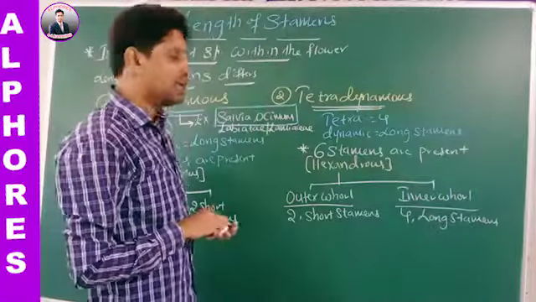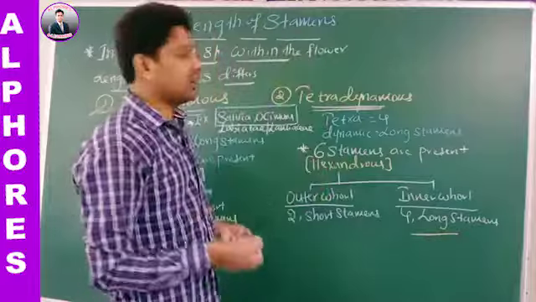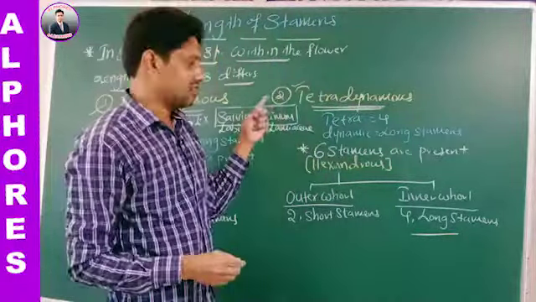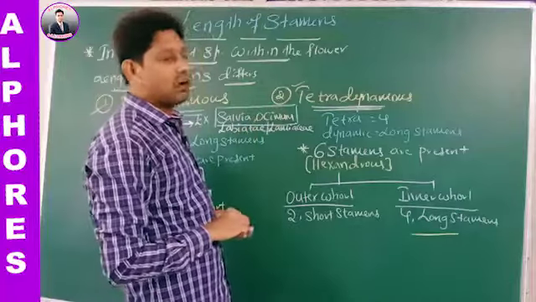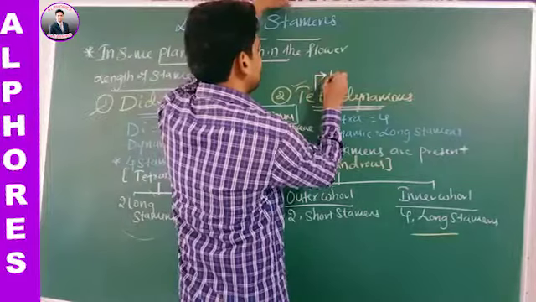Therefore, 4 long stamens. How many stamens are long? 4 stamens are long. So it is called tetradynamis. What is it called? Tetradynamis. Now go for an example of this tetradynamis condition. Brassicaceae family.